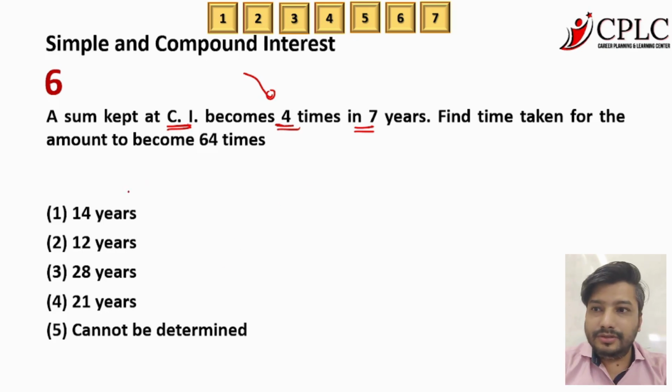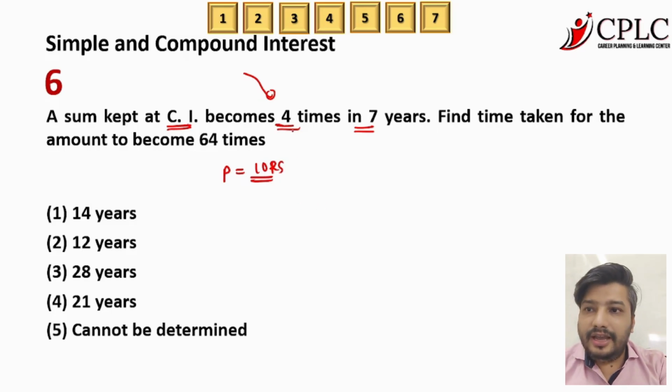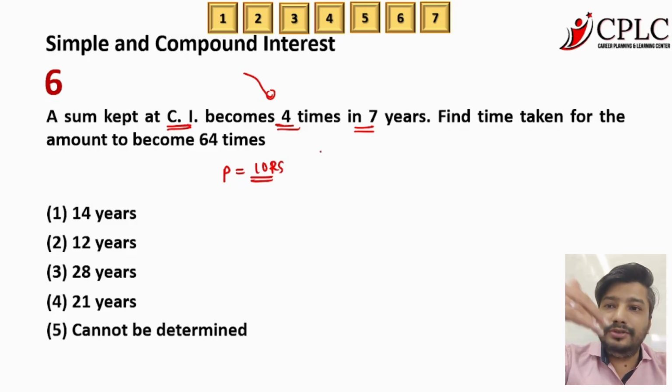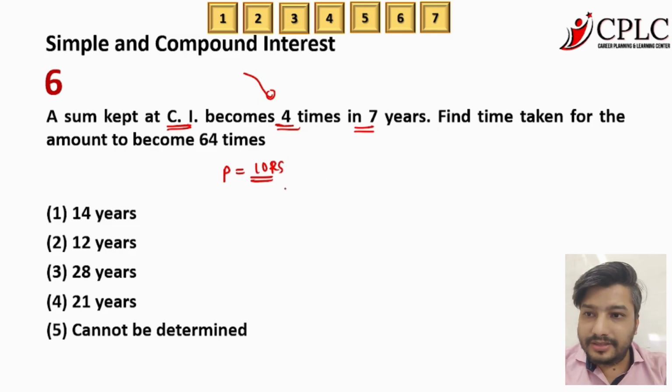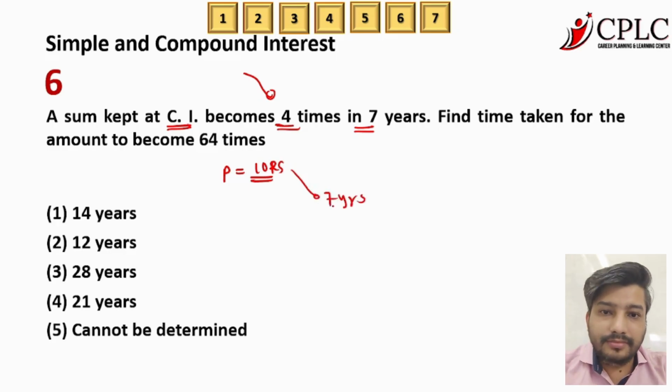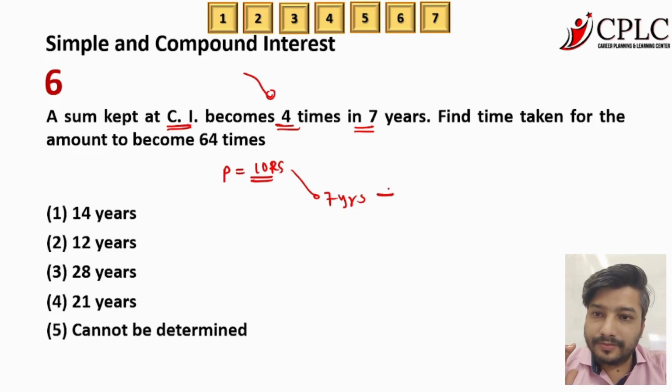So let's begin. Let's say I have 10 rupees as a principal. If I invest this in this particular scheme where it gives me 4 times in every 7 years, then in the first 7 years it will become 4 times of what I am investing. So if I invest 10 rupees, it becomes 40 rupees.